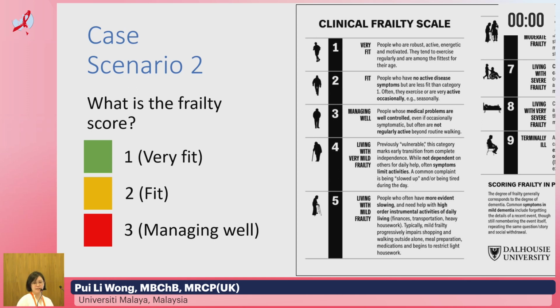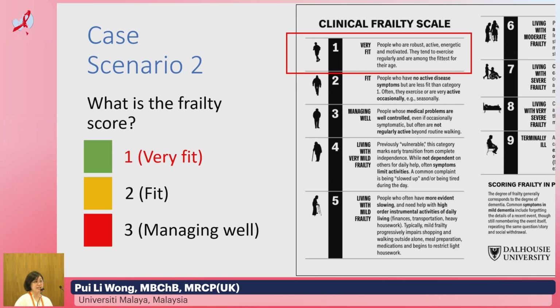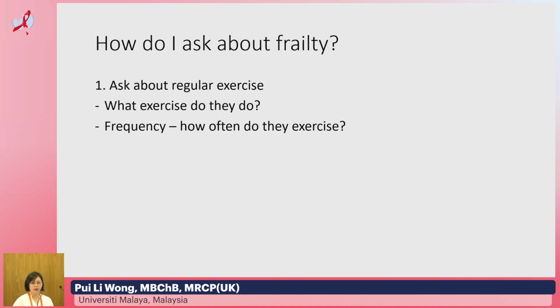So for this person, we would actually say he's very fit, because he does exercise really regularly. He does swimming, he does walking, and all sorts of things. So I would actually put him at very fit. And so how do we start to ask about frailty? I hope to convince you that by asking 3 simple things, you're really going to be able to differentiate where he falls on the scale.